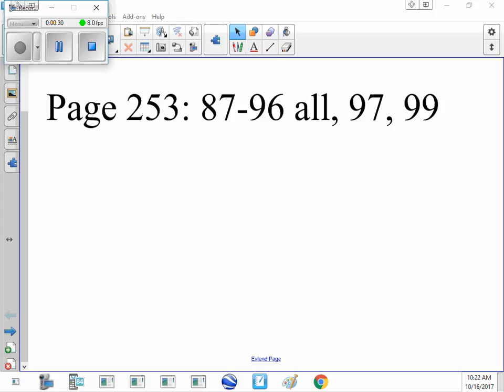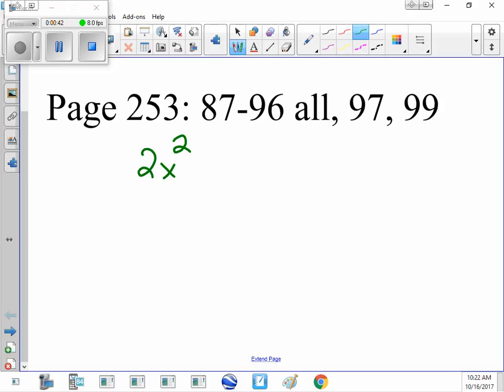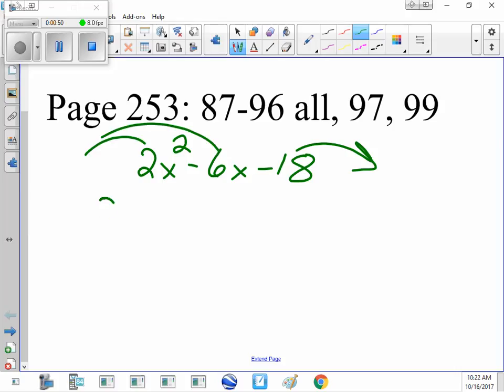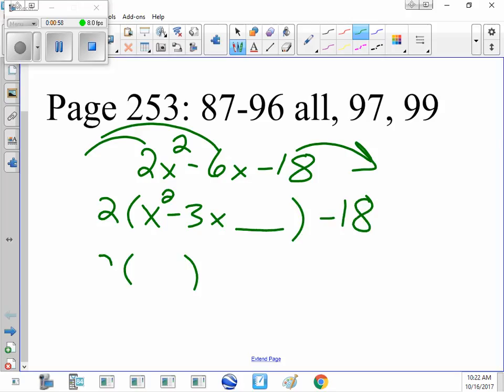Okay, 88. We have a parabola, and we need to find the vertex. In the book, Cynthia does it kind of a weird way, which we're not going to worry about. So if I have 2x squared minus 6x minus 18, I'm going to slide this over and pull a 2 out of there. So 2 times x squared minus 3x, leave a space, minus 18. So what goes in the factor?